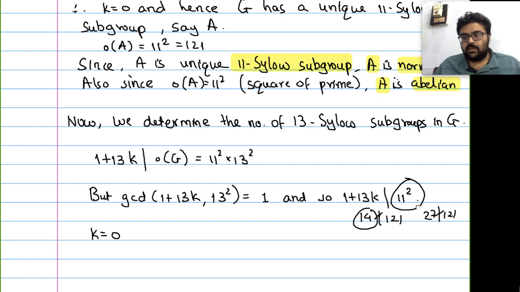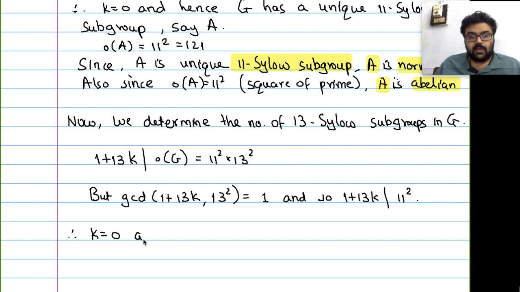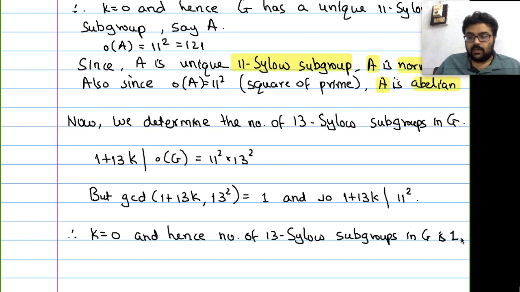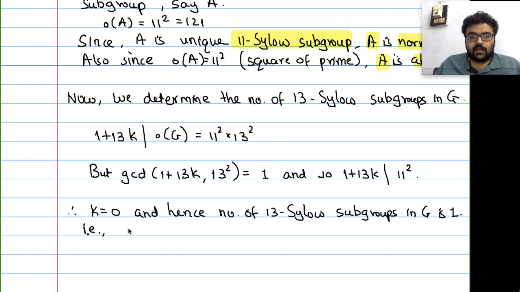For no k this is possible, so only k for which 1 plus 13k divides 11 squares is k equals 0. Therefore k is 0 and hence the number of 13 Sylow subgroups in G is 1. Or we can say that G has a unique 13 Sylow subgroup.